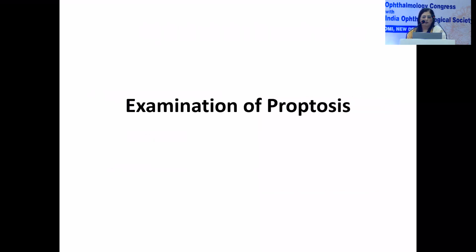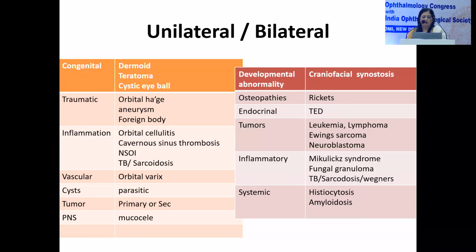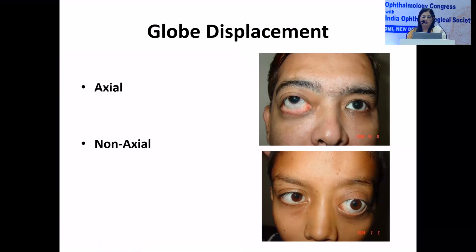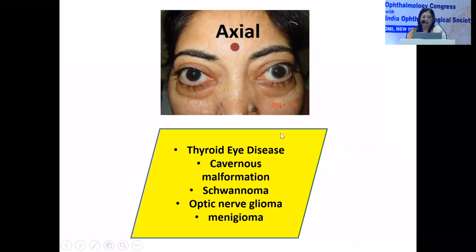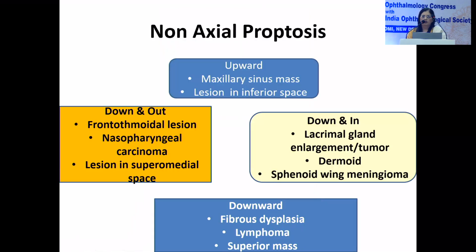Coming to examination of proptosis, it is important to know whether it's unilateral or bilateral, as there are specific diseases which are present bilaterally. It should be noted whether the displacement is axial or non-axial. If it is axial, we know we are dealing with an intraconal lesion like thyroid eye disease, cavernous malformation, schwannoma, or glioma. Non-axial proptosis is where the eyeball is pushed in the direction opposite to the mass. If it's an upward displacement, we are dealing with a lesion in the inferior space. If it's downward, it's a superior mass; down and out is a supromedial mass, and down and in is a supralateral mass.